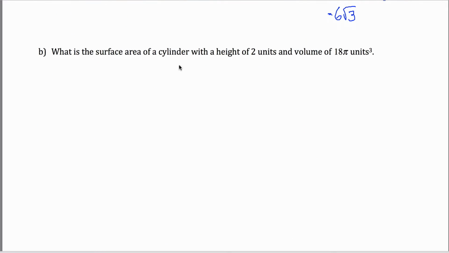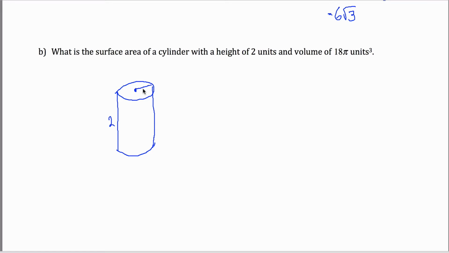All right, this second one, which I think went a lot better than the first one, I am told that I have a cylinder, and I'm asked to figure out its surface area, and what I know is its height is 2 and its volume is 18 pi.